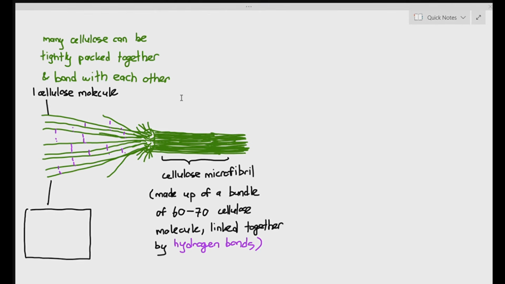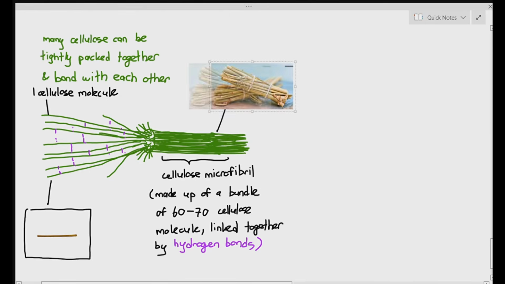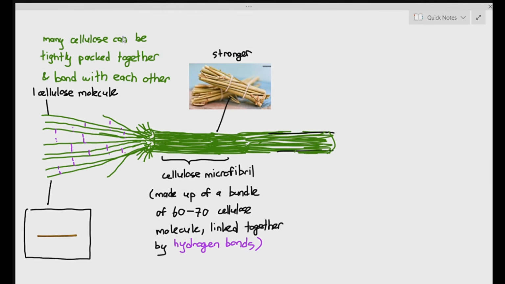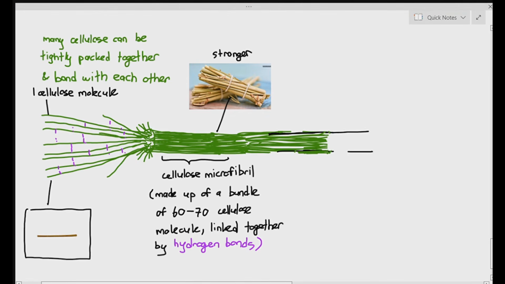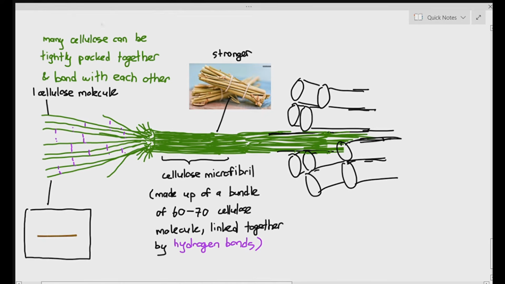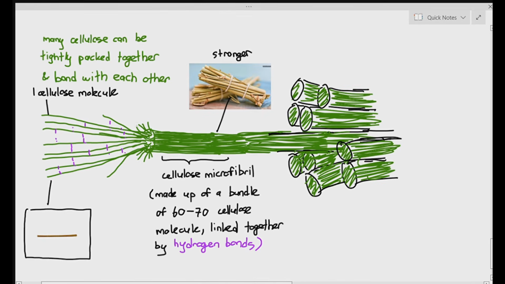You can imagine one cellulose molecule to be like a stick, and you can imagine cellulose microfibrils to be a bundle of sticks. So if I were to ask you a question, which is stronger? Obviously, you're going to say the bundle of sticks is stronger because they're all grouped together. It's easy for you to break one stick, but if I ask you to break a bundle of sticks, it's going to be difficult. And what happens is many of the cellulose microfibrils can then also group together by more hydrogen bonds, and they can then form something known as cellulose fibers. So cellulose fibers are just like many bundles of sticks stacked together.